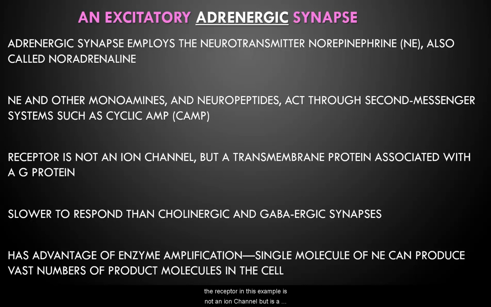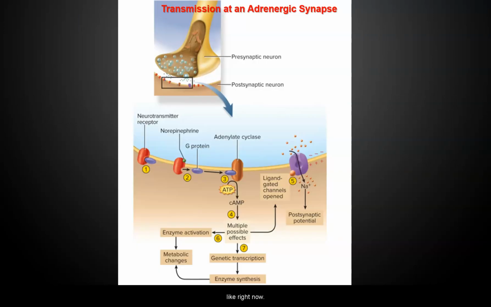The receptor in this example is not an ion channel, but is a transmembrane protein associated with another protein called a G protein. Let's take a look at what that looks like right now. If you look at number 1, that's the unstimulated norepinephrine receptor bound to the G protein. And then in number 2, you see a binding of norepinephrine to the receptor, which causes that G protein to dissociate from it.